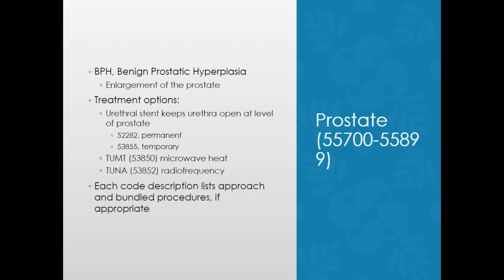Okay, so what is BPH? Benign prostatic hyperplasia, which is the enlargement of the prostate. Here are treatment options. Urethral stent keeps the urethra open at the level of the prostate. 55282 is permanent. 53855 is temporary.